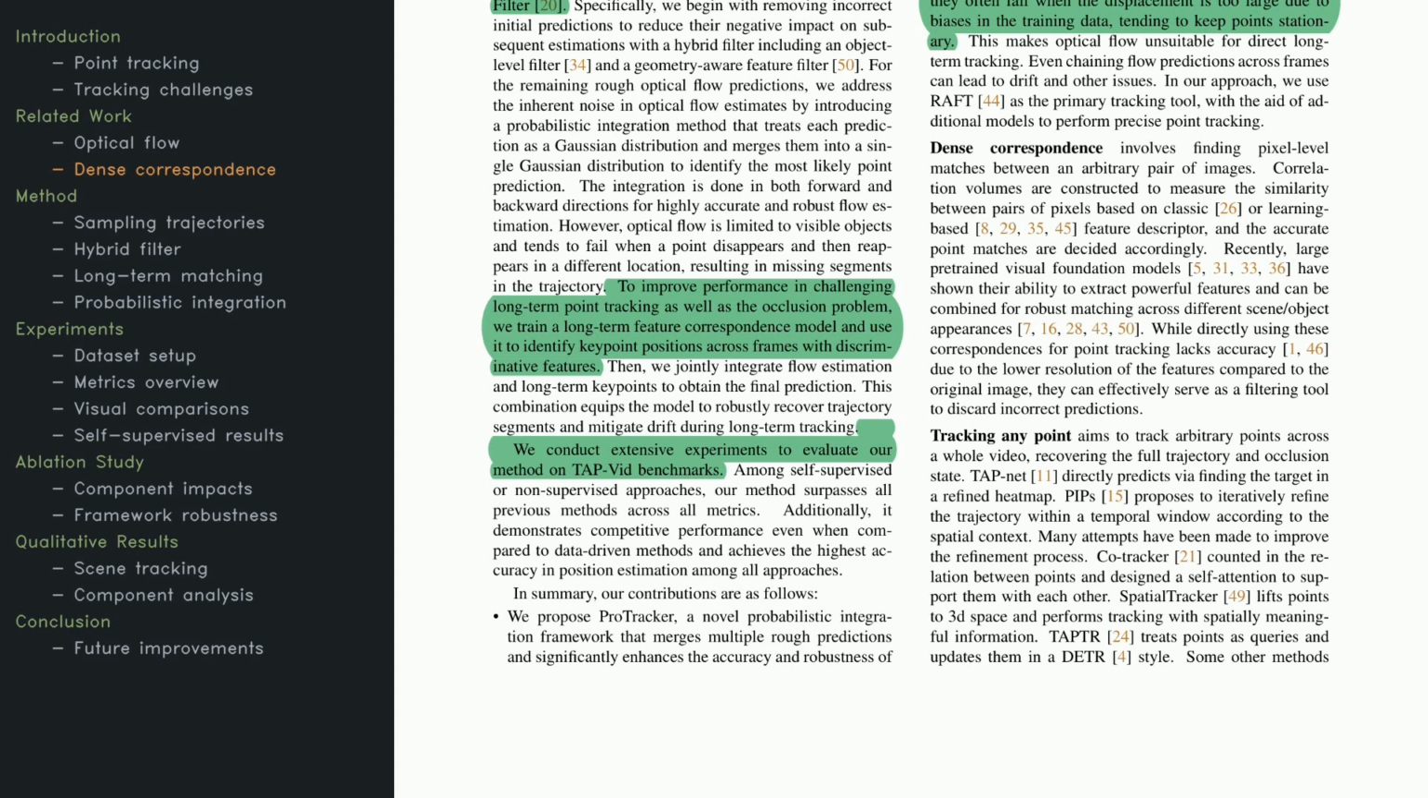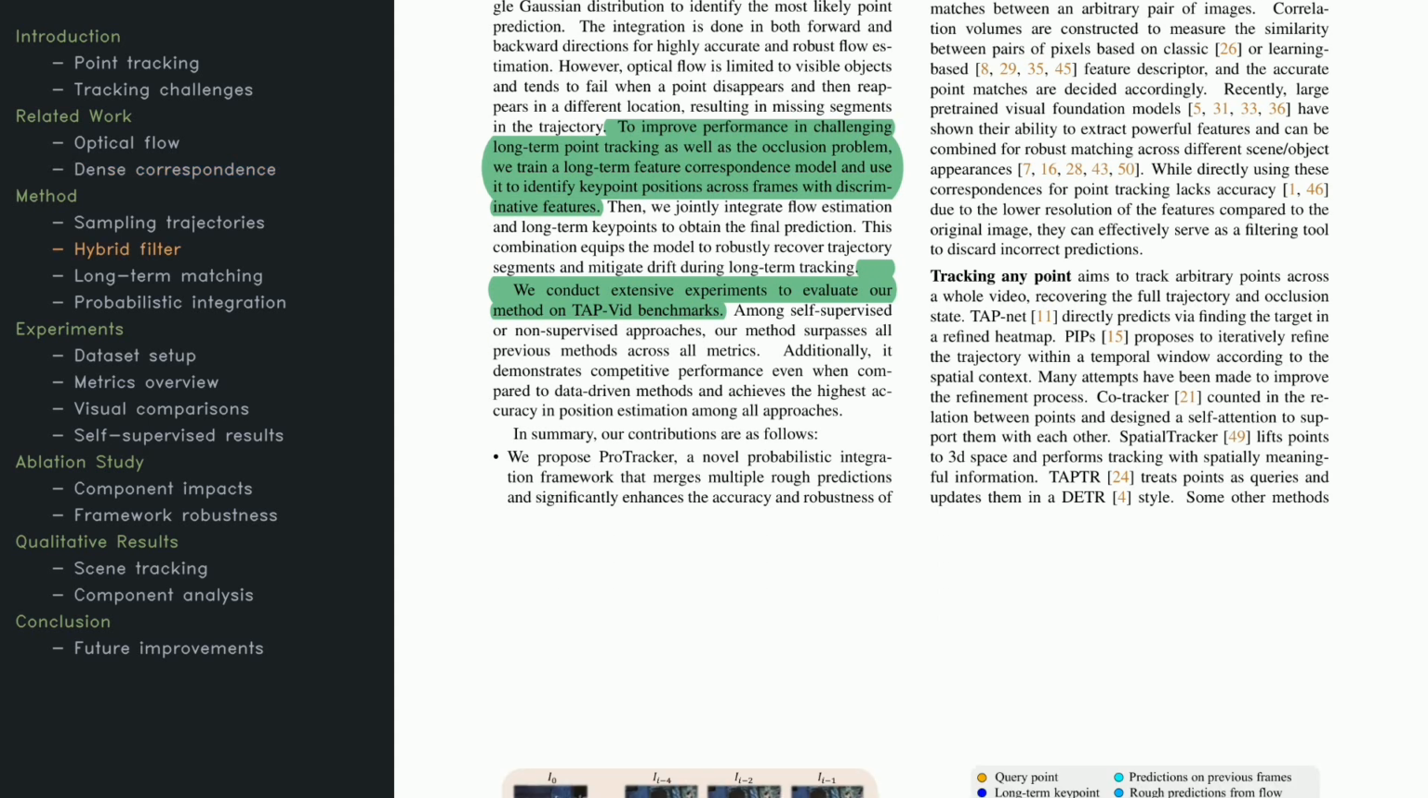They're still handy for filtering out mistakes, but aren't enough for fine-grained accuracy on their own. Tracking any point in the scene is the ultimate goal. Recent approaches such as TAPNet and ProTracker use spatial and temporal context, often with supervised training. Here, the authors improve on those methods by combining probabilistic integration with these long-term feature correspondences.